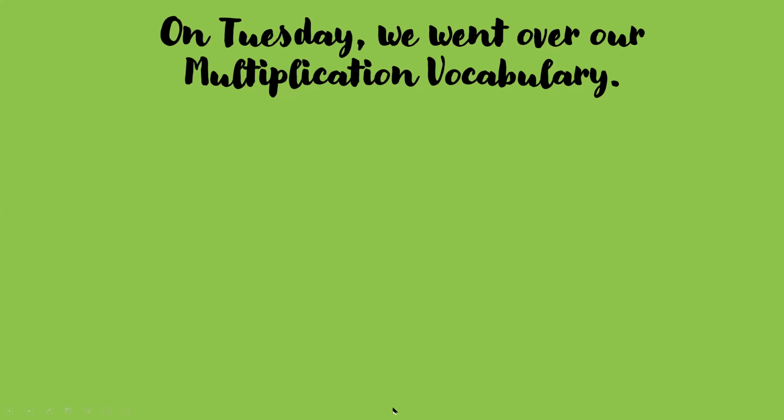On Tuesday, we went over our multiplication vocabulary, and we focused on factor and product. So let's review what a factor is. A factor is the two numbers you multiply. So 2 times 10 are the two numbers we're multiplying, so they are our factors.